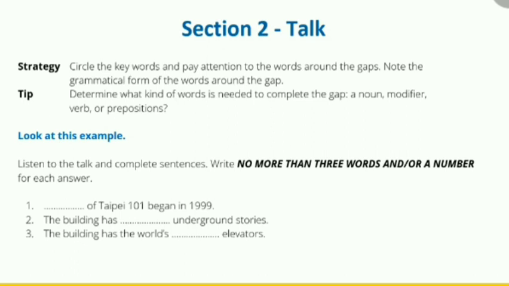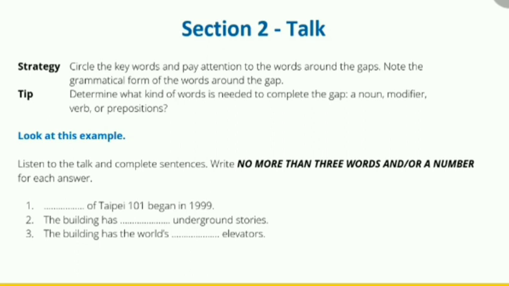In the IELTS exam, you are asked to listen to the talk and complete sentences. Write no more than 3 words and/or a number for each answer. So the most important part here is to read carefully how many words you are allowed to write down. Because sometimes they ask you to write only 1 word, so you need to be very careful. And as you see, we have 3 different statements, 3 different sentences in other words.